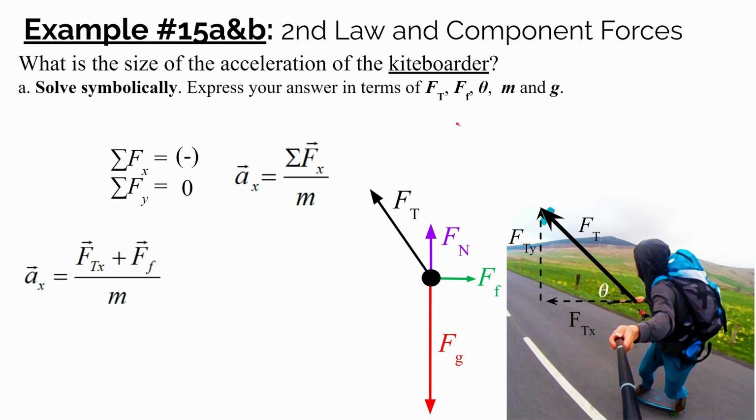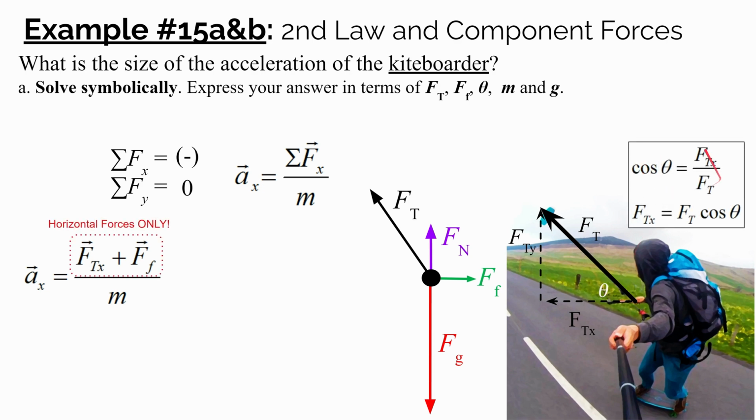Well, we can't use the x component of tension in our answer. We have to use the actual force of tension. So how is the x component of tension related to the actual force of tension at an angle? Well, we've got our right triangle here. So let's come up with an expression for how tension and the x component are related, also including the angle. Well, to do that, we're going to have to use the cosine equation.